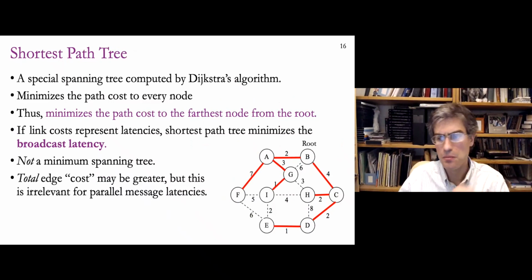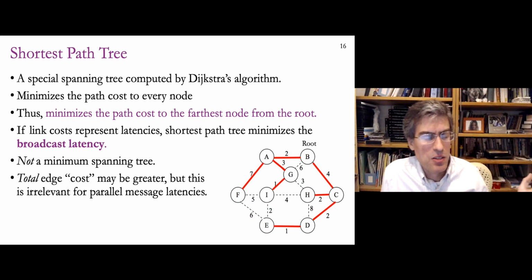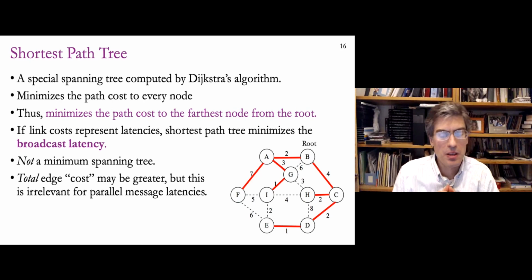We have other kinds of trees. So that last one I showed you had a minimum sum of edge costs, but sometimes we want to optimize for something different than the sum of edges. It's very often the case that we might want to minimize the longest path cost. Not the total edge cost, but the longest path.